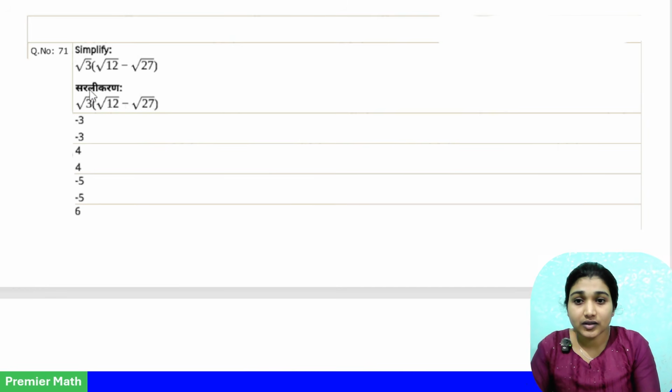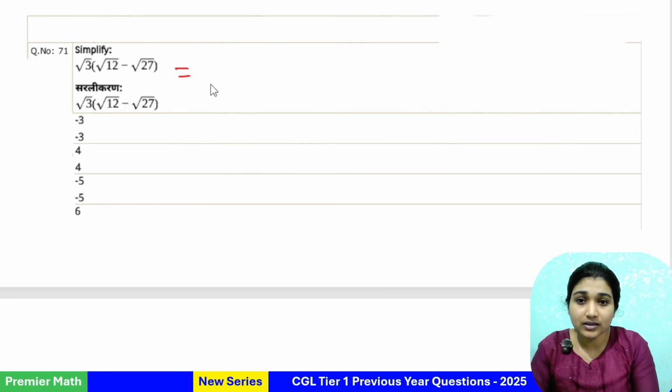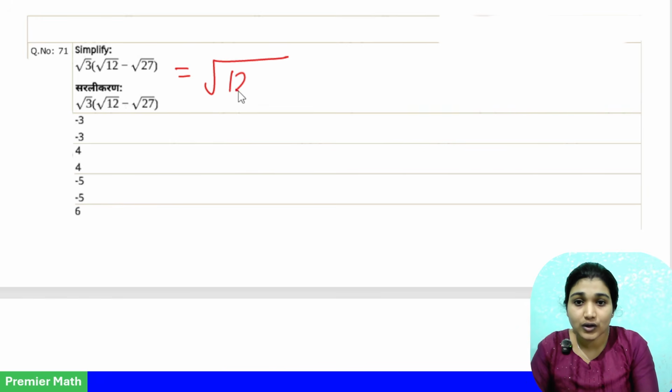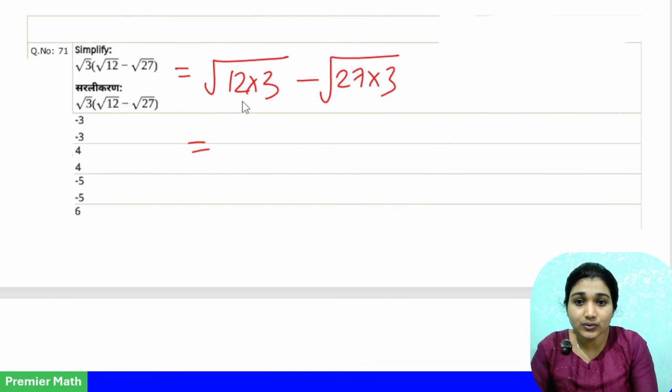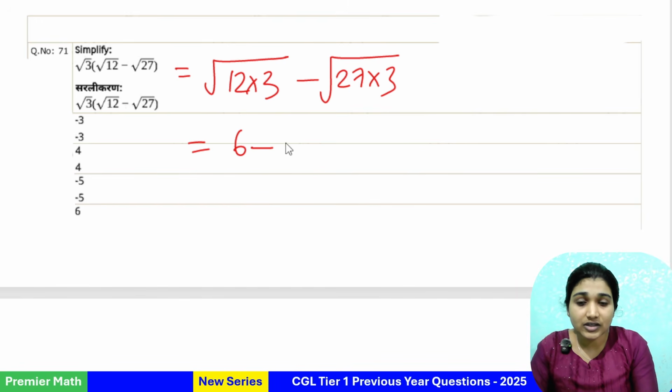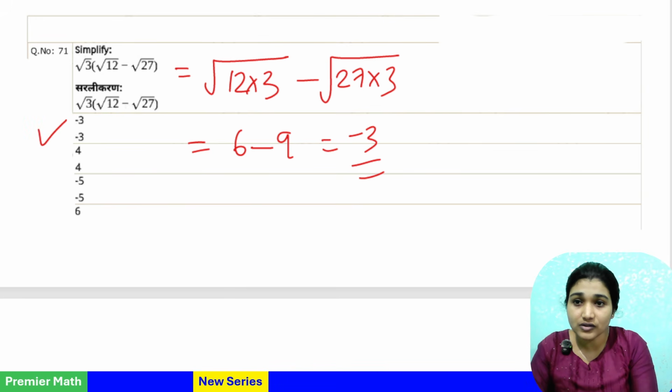Simplify the following. Here just take root 3 inside of this root. When you take root 3 inside of a root, then that will become 3. So here root of 12 into 3 minus root of 27 into 3. So this is equal to root 36, which is 6, and here root 81 is equal to 9. So 6 minus 9 is equal to minus 3. Option 1 is your answer.